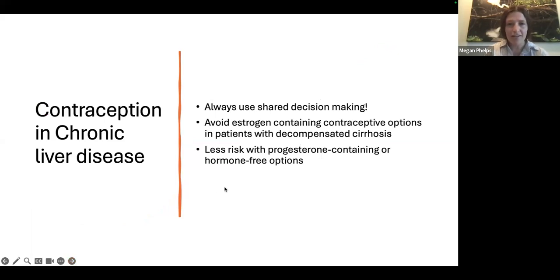For contraception, like everything else, you want to use shared decision making and figure out the goals of the patient, even in spite of these recommendations. A harder rule would be avoiding estrogen containing contraceptive options in patients with decompensated cirrhosis. There's a lot less risk with progesterone containing or hormone free options.